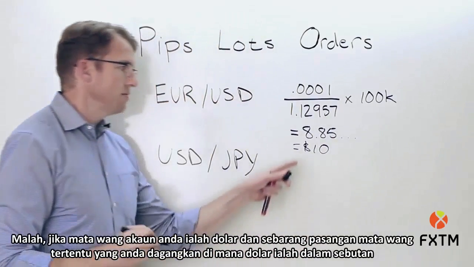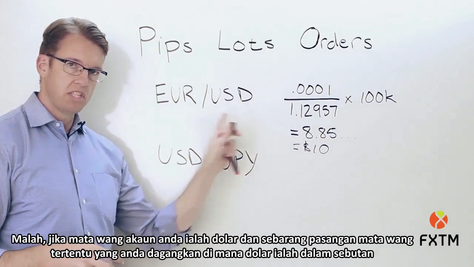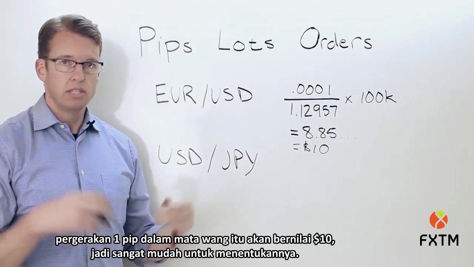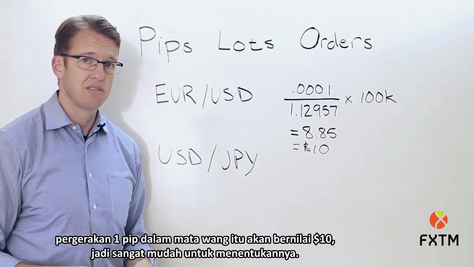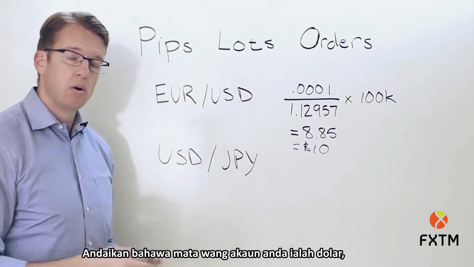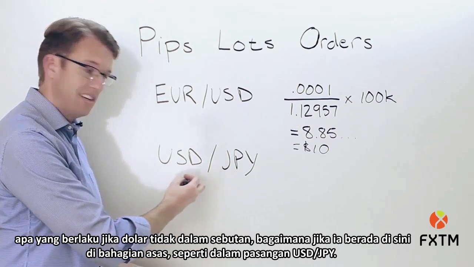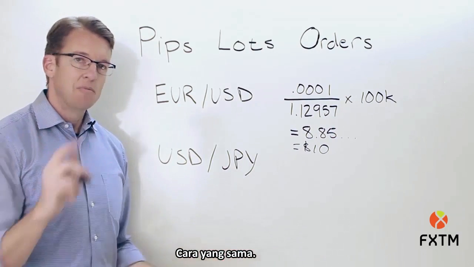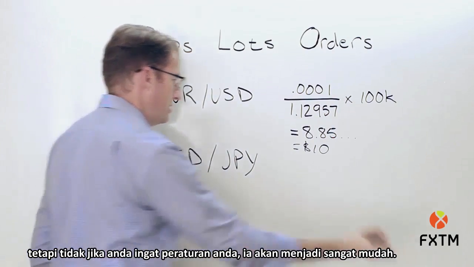In fact, if your account currency were a dollar and any particular currency pair that you're trading where the dollar is in the quote, then a 1 pip move in that currency is going to be worth $10. So it's really easy to figure out. Now, assume that your account currency is a dollar. What happens if the dollar is not in the quote? What if it's over here on the base side, like it is here with the dollar to the yen? How do we figure that out? The exact same way, but it's going to be very slightly different. But if you remember your rules, it's going to be really easy.